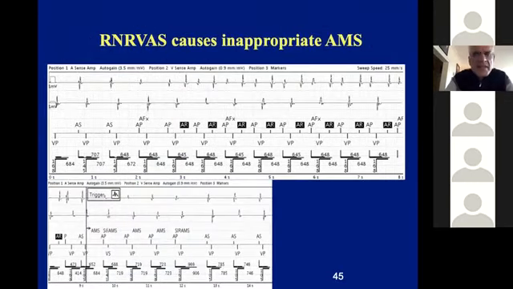As I said, this will cause an appropriate mode switch, because the device will count all these events in the atrium and will think that there are 2 atrial events for 1 ventricular event, and that will result in mode switch, as you see here. AMS stands for mode switch, and so the device mode switched, actually not for a real thing, because this was not AFib. It was just competitive atrial pacing.